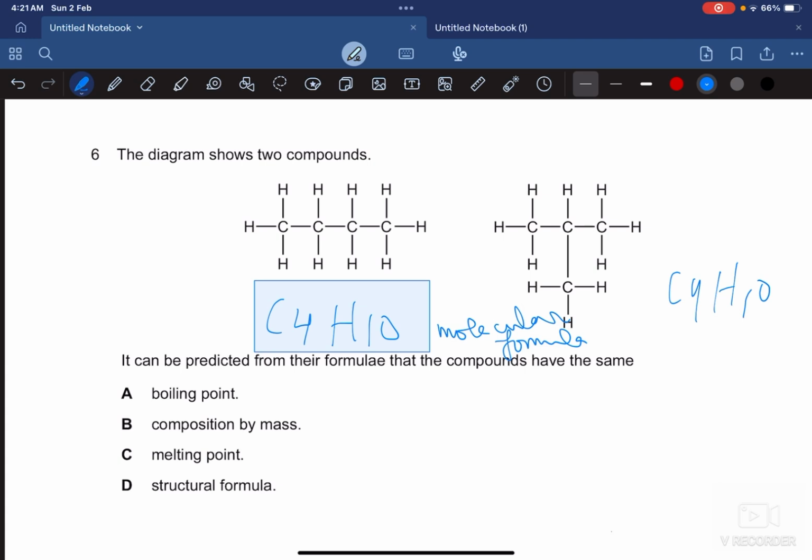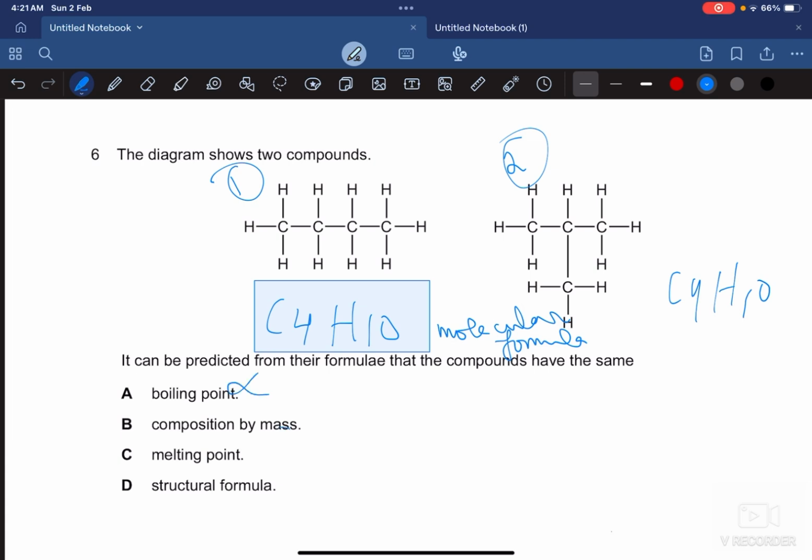So the molecular formula of, let me call this my compound 1 and this my compound 2, the molecular formula of compound 1 and compound 2 are exactly the same. That's C4H10. So it can be predicted from their formulae that both compounds have the same boiling point? No, we are not sure about that. We cannot predict it by ourselves.